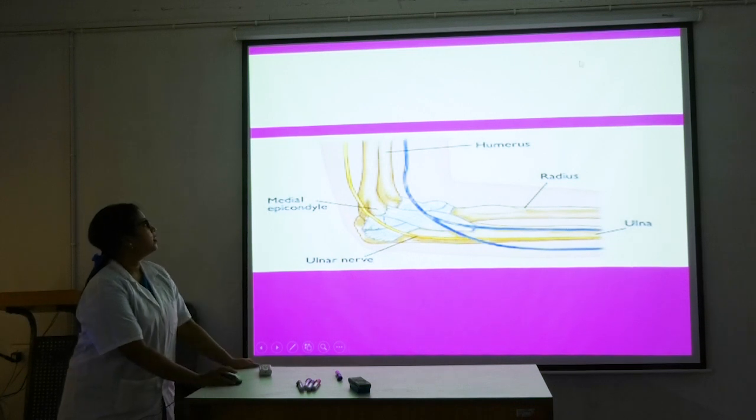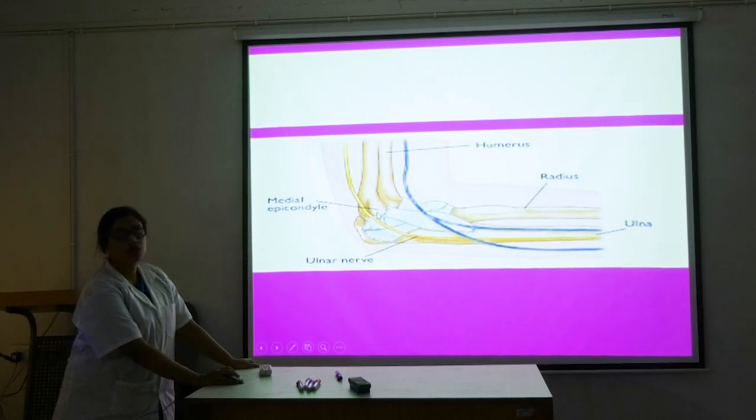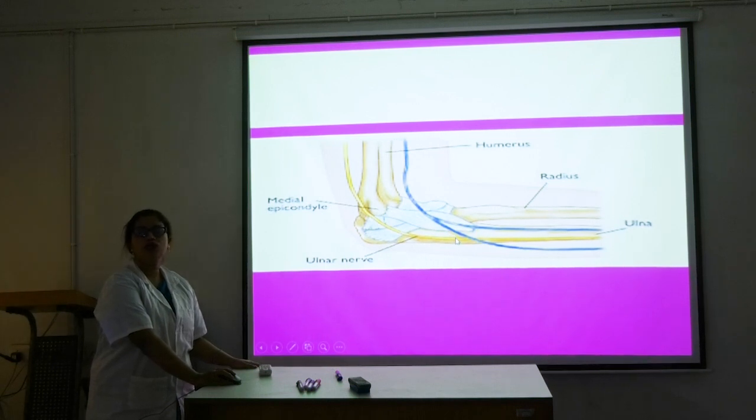So see, this is the ulnar nerve. So how is it coming? What is this? This is the medial epicondyle. Okay, so that's why it is known as the funny bone. Okay, so it is coming from the posterior side. Then it is going over here. There are two heads of flexor carpi ulnaris. Okay, how many heads? Origin.